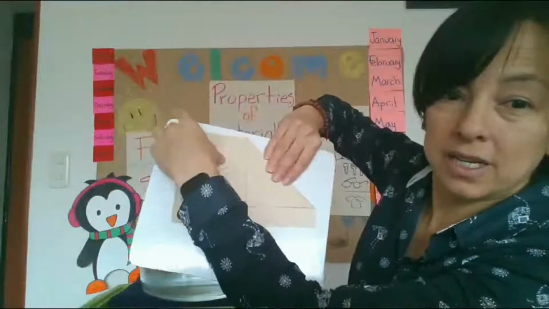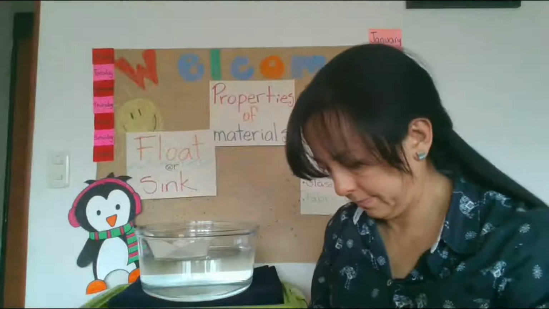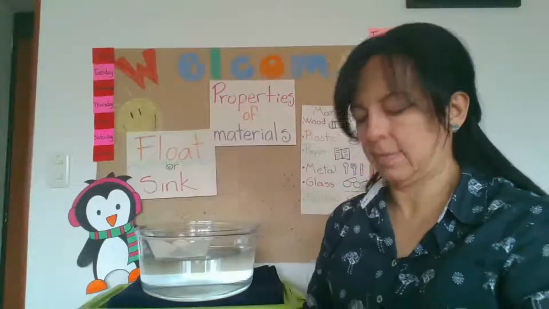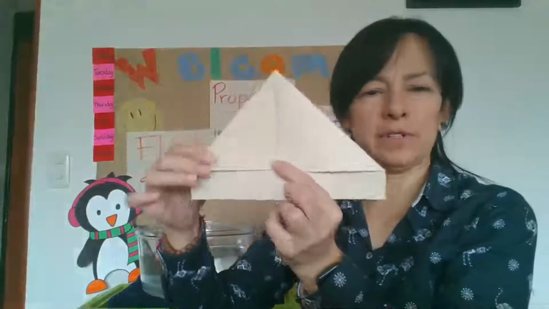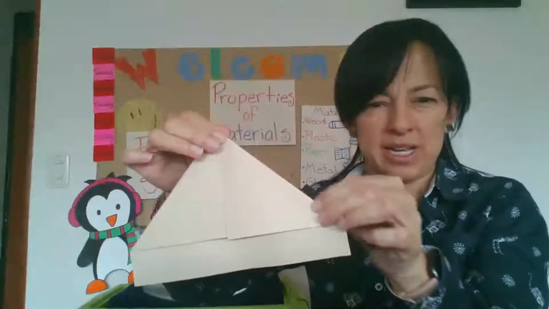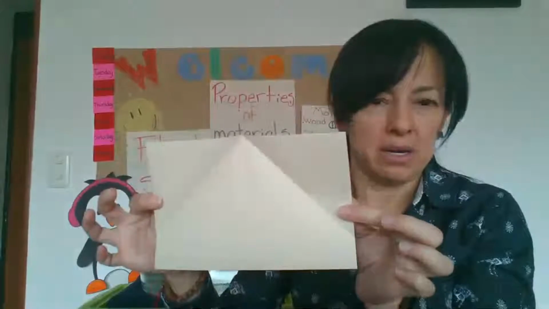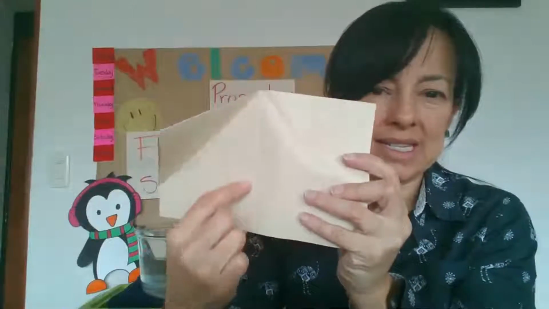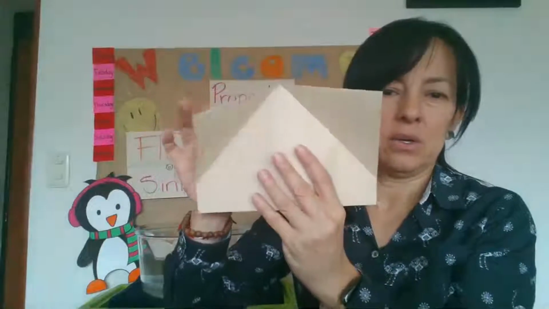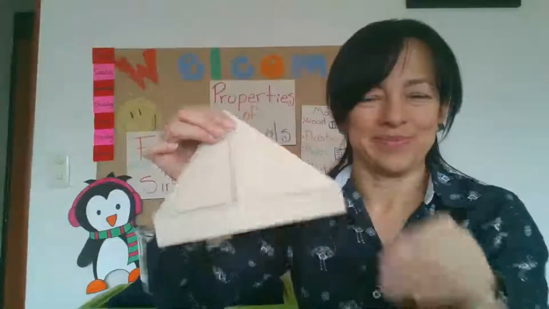I'm going to fold here. And I'm going to fold like this. I'm going to press here. I'm going to press here. Clear? So again, I have my rectangle. I found the center, the middle. I fold the two corners, 1 and 2. Got it?